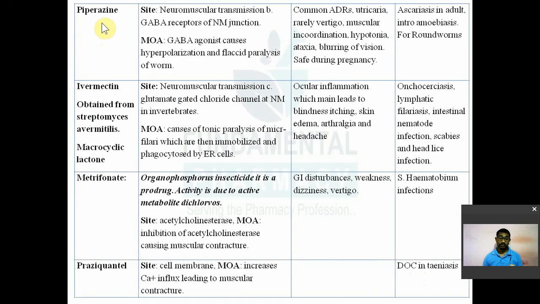piperazine. Sorry, the next drug is piperazine. So again it will act at a site like neuromuscular transmission. Then it will act as a GABAergic neurotransmitter at the neuromuscular junction.